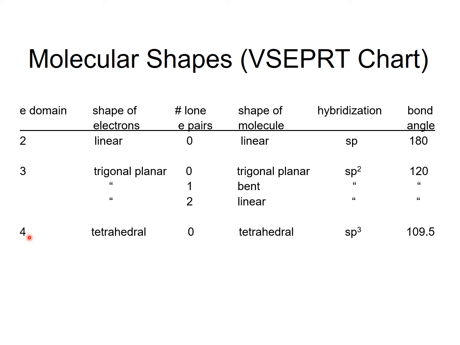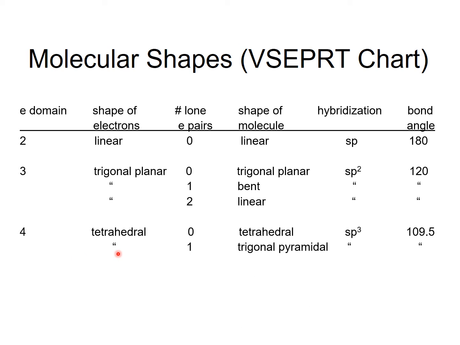If you have four electron domains, the shape of the electrons is tetrahedral. If you have no lone pairs, the shape of the molecule is also tetrahedral, because on each of the ends of the electron domains, you have an atom. So it looks like the same shape as the shape of the electrons. The hybridization is sp3, the bond angle is 109.5.